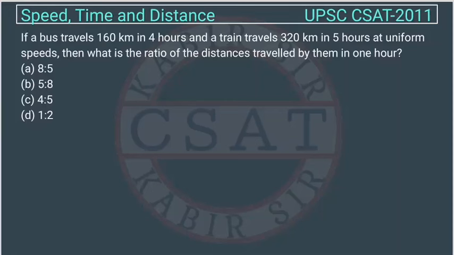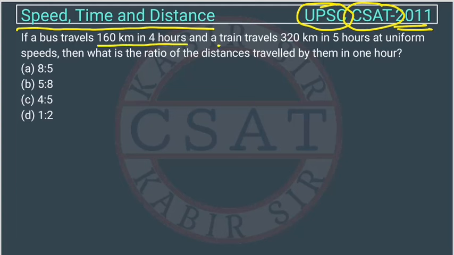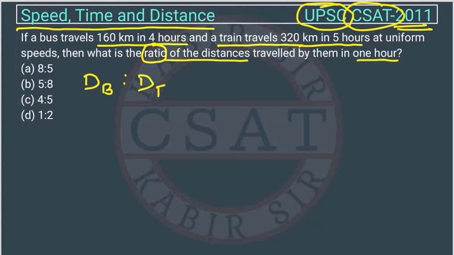This is a question taken from chapter Speed, Time and Distance. This question was asked in the UPSC CSAT paper of 2011. If a bus travels 160 km in 4 hours and a train travels 320 km in 5 hours at a uniform speed, then what is the ratio of the distance traveled by them in 1 hour? So the question is asking the ratio of distance traveled by bus and distance traveled by train.